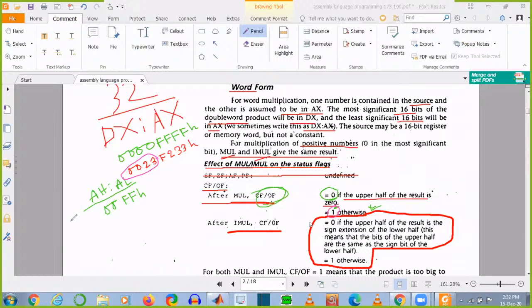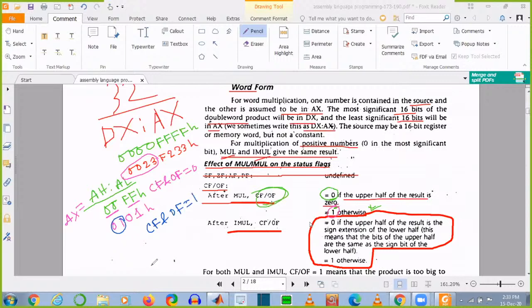And for 8-bit multiplication, your result is 16-bit. So this is the upper half, this is the lower half. If the upper half is 0, then CF and OF will be 0. And suppose your result is something like 0101. Then in the upper half you have 01, so the upper half is not empty. If your upper half is occupied, CF and OF will be 1.